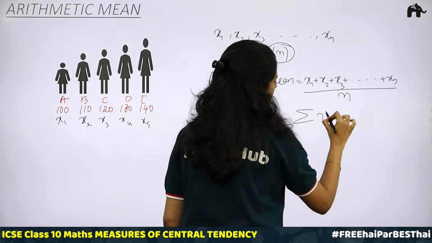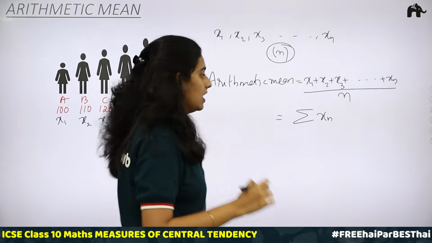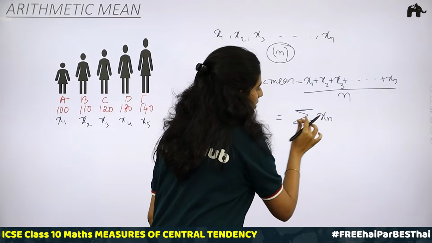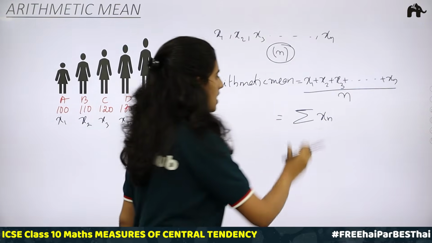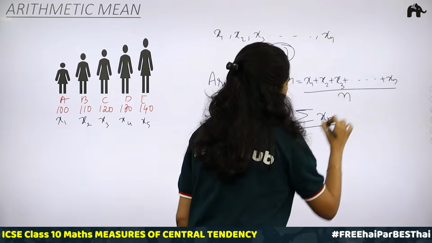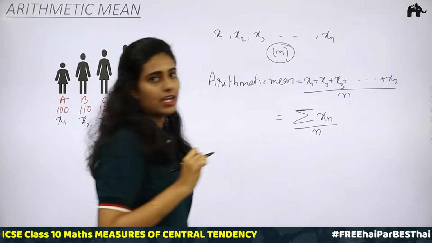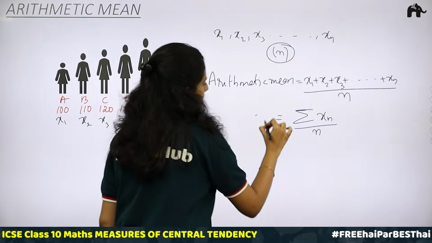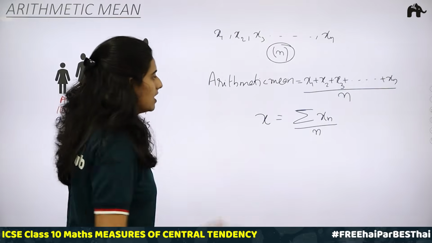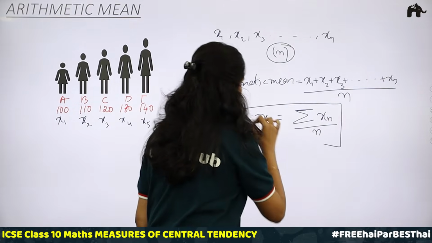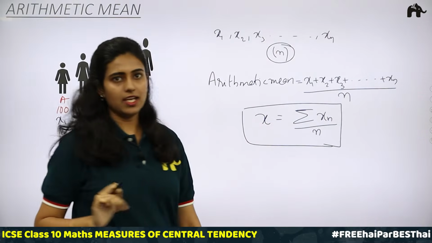It can be represented as summation xn. Okay, here this is a Greek letter. This is called sigma or summation. Sigma xn whole divided by n. This is how we can find the arithmetic mean. Arithmetic mean, I will be representing by x bar. Arithmetic mean x bar is equal to summation xn divided by n.